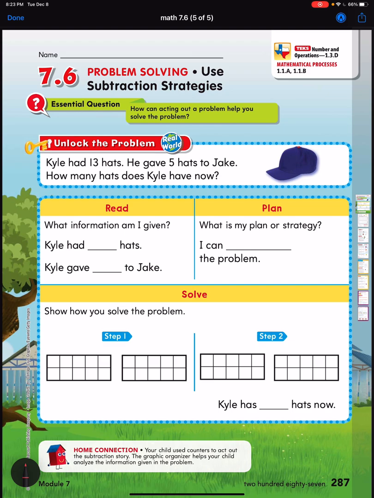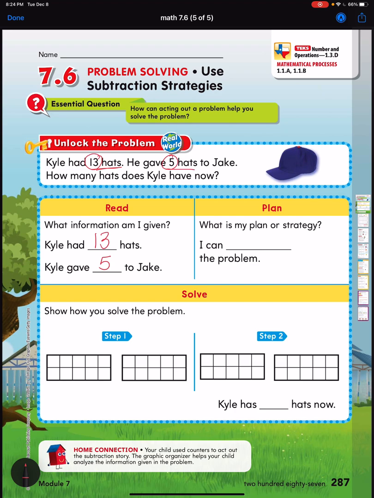All right, so Kyle had 13 hats. He gave 5 hats to Jake. How many hats does Kyle have now? So we know we're subtracting. We had 13 and we gave away 5. So let's break our problem down and come up with a plan. Read, what information am I given? I'm given that Kyle had 13 hats. My problem told me that. It also told me that Kyle gave 5 to Jake.